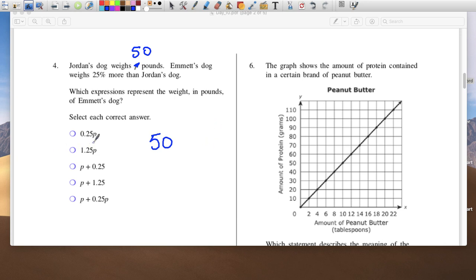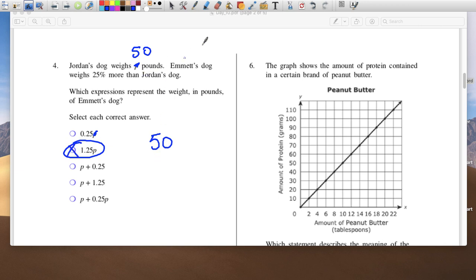So if you think about that, right? So think about P, wherever this is, you write P. 0.25 times P is going to be what? 12 and a half, so that doesn't make sense. 1.25 times 50, that makes sense because it's going to be 50 times 100%, which is 1, plus the 25%. The correct answer is this one.